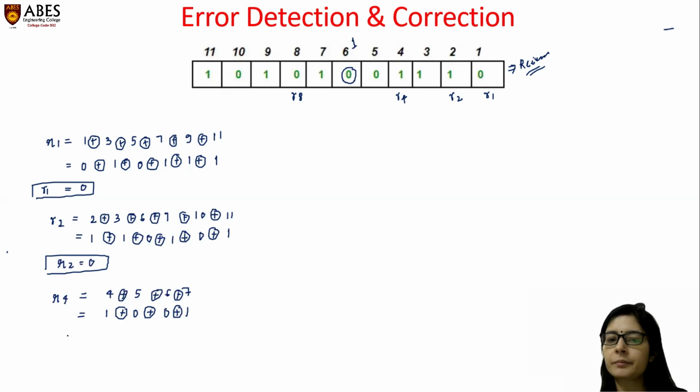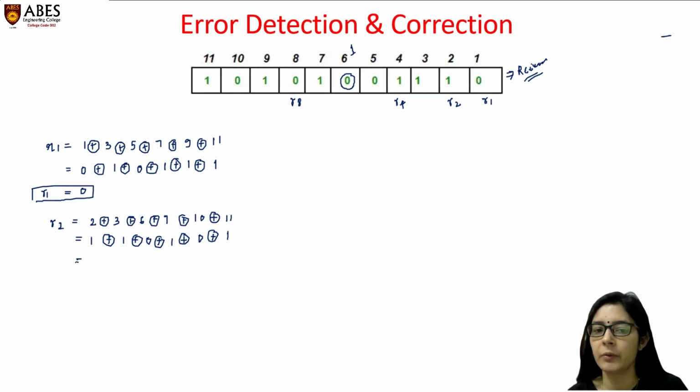So again, we were calculating the value for R2. Here we can see the number of ones is already even. It means R2 is also correct. So the R2 value is 1. It is correct. Actually, we need to check here whether the value of the redundant bit is correct or not.